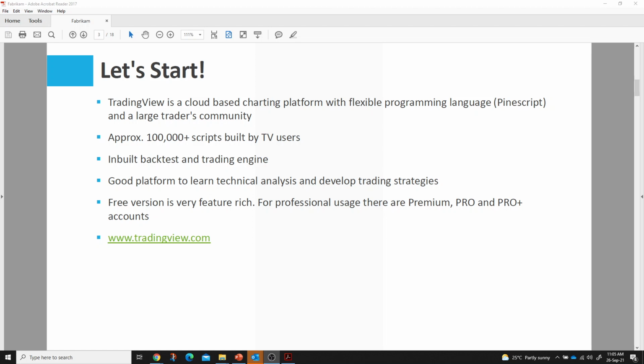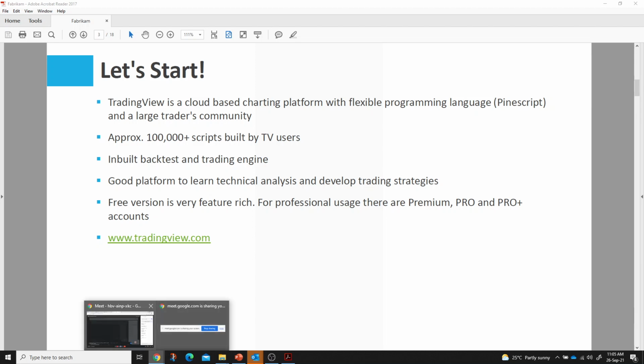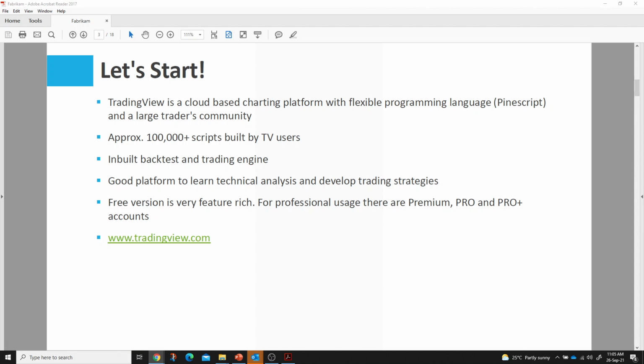What is TradingView? It is a cloud-based charting platform with a flexible programming language. It is called Pine Script, and it has a very large traders community. So of late, the adoption of TradingView has exploded. There are a whole lot of traders in stocks, futures, bonds, cryptocurrencies, currencies who have all started to use TradingView as a preferred platform. Okay, so we will start with the website shortly.